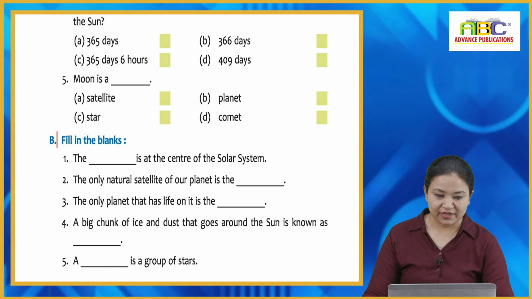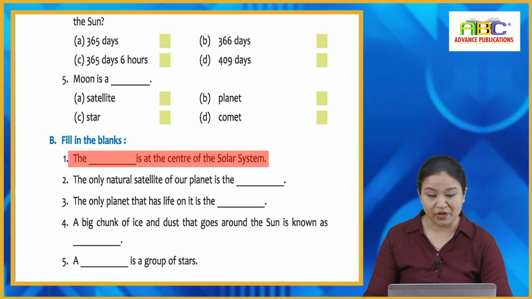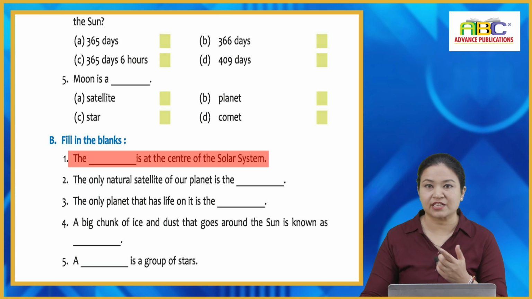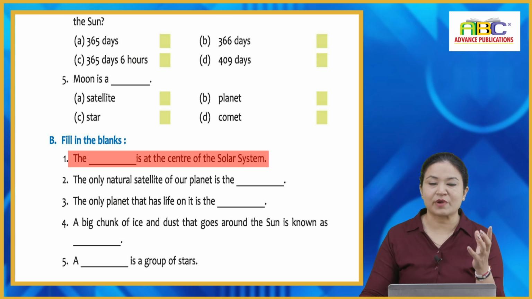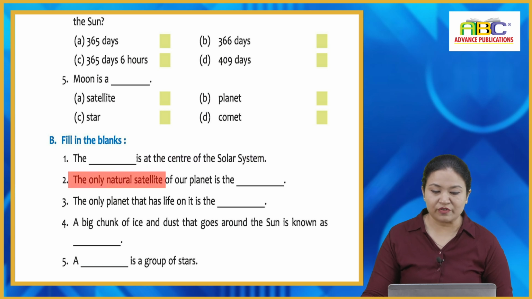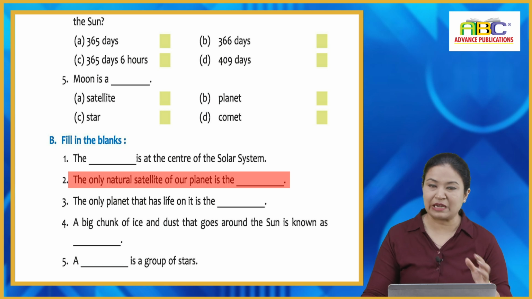Now B, fill in the blanks. The dash is the center of the solar system. What is the center of the solar system? It is sun. So you will write sun here. sun जो है ये solar system का center माना जाता है. इसी के चारों तरफ सारे जो planet है वो क्या करते हैं? Revolve करते हैं. The only natural satellite of our planet is, it is moon. So you will write moon here. moon हमने पहले भी पढ़ा है, हमारी earth का ये natural satellite है.